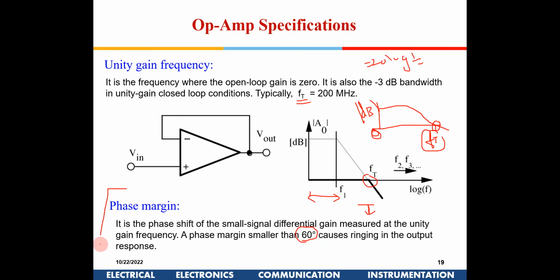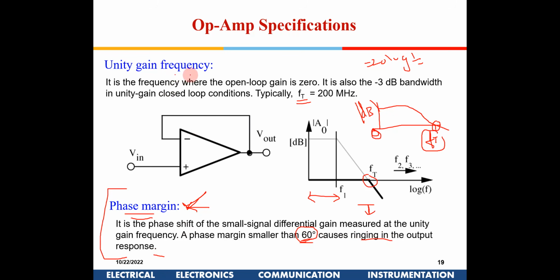Don't worry much about the phase margin for now, because in the next class I will talk in detail about stability and phase margin. So these are the two others. If you have a large phase margin, it means it is stable. Just remember that much. A large phase margin means generally 60 degrees and above. A smaller phase margin will cause ringing at the output, which means instability will set in.